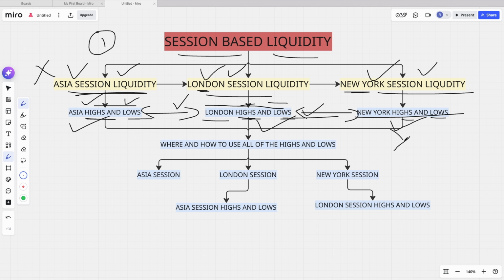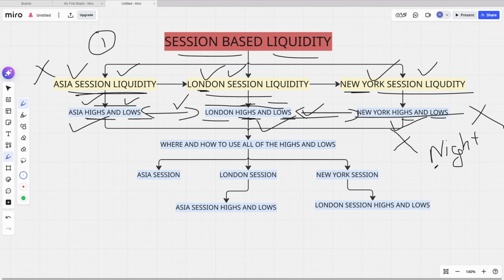One important rule in this framework is that New York session highs and lows are not used in the same way. The reason is straightforward. Once the New York session closes, the Forex market closes for the day. There is no subsequent major session that follows New York to take that liquidity. Because of this, New York session highs and lows are not considered relevant liquidity targets within this specific model.